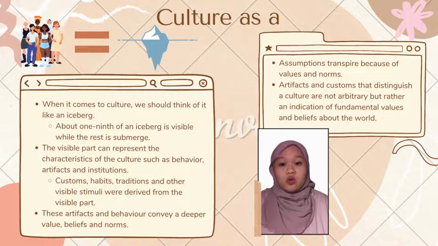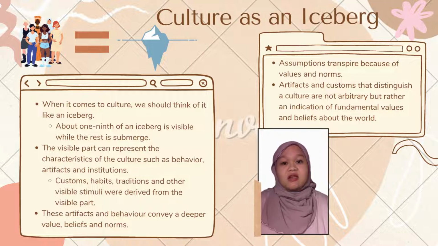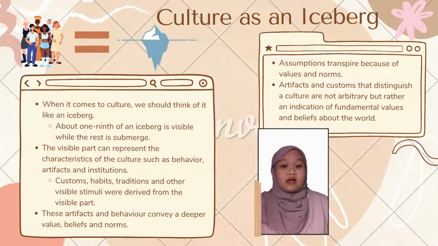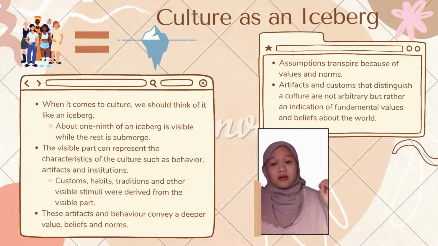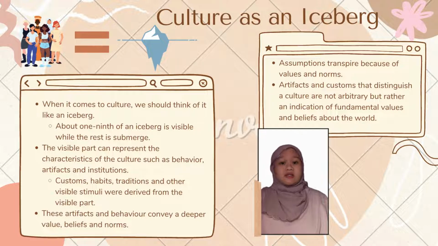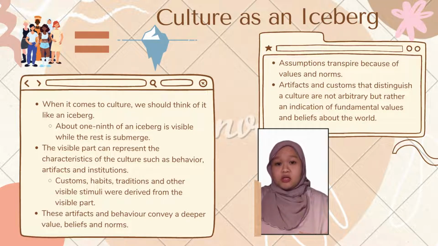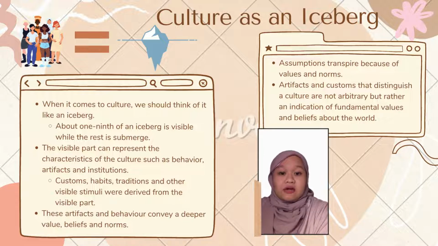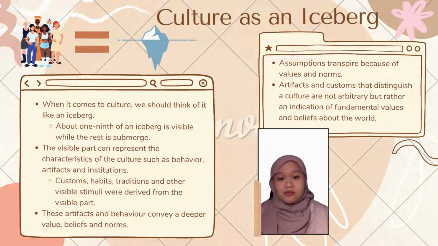Next, we are moving on to another subtopic, which is culture as an iceberg. When it comes to culture, we should think of it like an iceberg. About one side of an iceberg is visible while the rest is submerged. So, we can take the visible part to represent the characteristic of a culture, such as behavior, institution and artifacts. Things such as customs, habits, traditions and other visible stimuli were derived from the visible parts. These artifacts and behavior help to convey a deeper value, beliefs and norms.